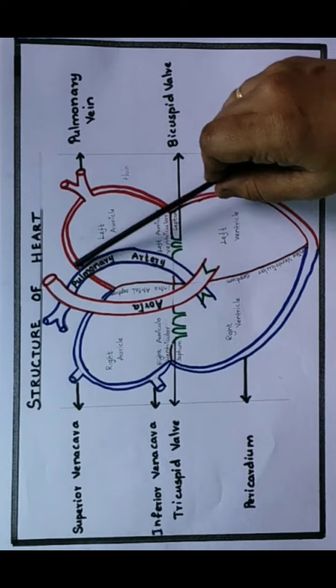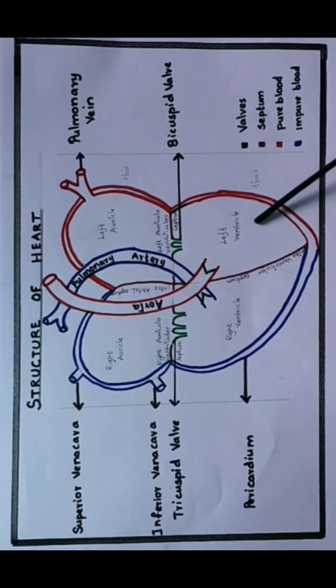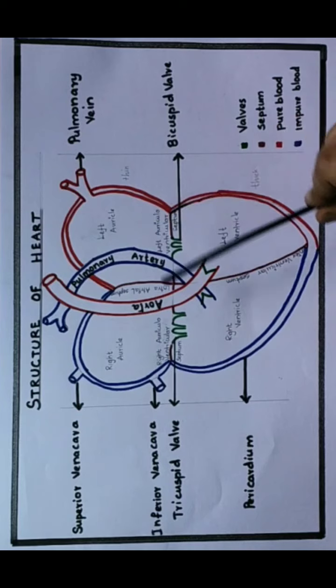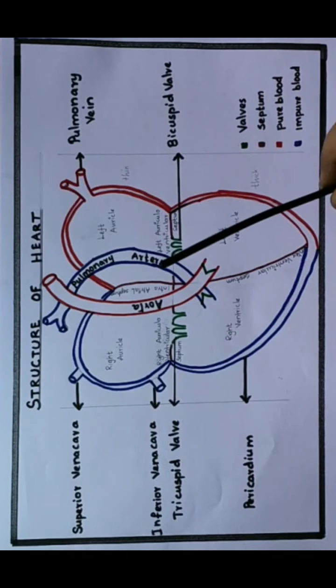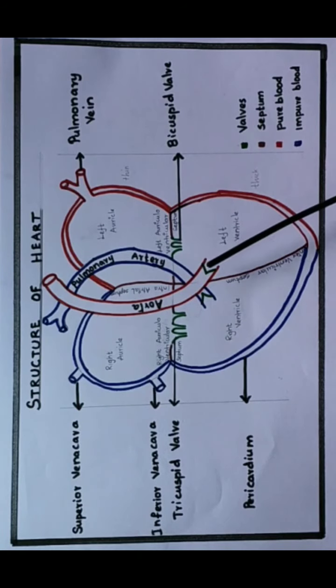Here I have denoted red color and blue color. Red color denotes where there is pure blood. Blue color denotes where there is impure blood. So this impure blood as well as pure blood doesn't mix with each other because of the presence of septum between them. Septum means division.